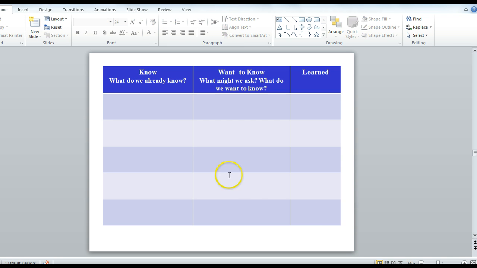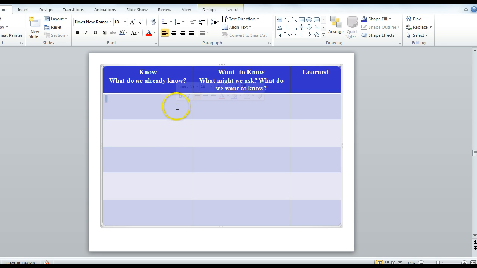I also want to talk about the KWL because it's another technique that can go all the way through before, during, and after. KWL is pretty familiar to everyone. It's 3 columns. What do we already know? What do we want to know? And again, if you ask children that question, they often will say nothing. So you want to kind of expand that to what might we ask, or what could we know, and then the L is for learned.